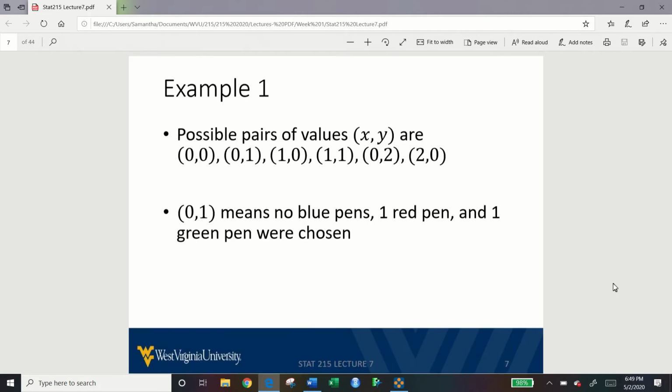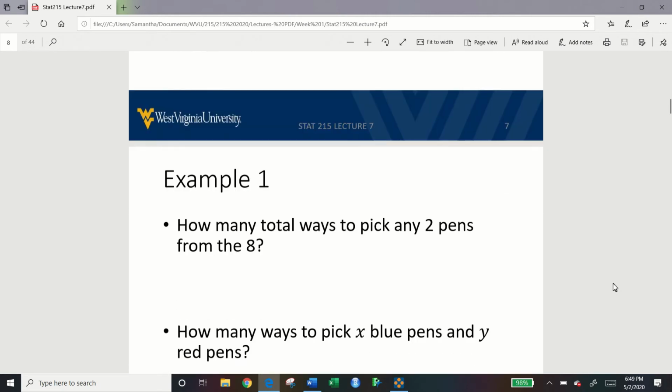So, if we think about this logically, the possible values of x comma y are (0,0), (0,1), (1,0), (1,1), (0,2), or (2,0), where, say, (0,1) means that no blue pens were selected, 1 red pen was selected, and then by default, that meant also 1 green pen was chosen, although we're not interested in what happens with green pens, at least not at this time.